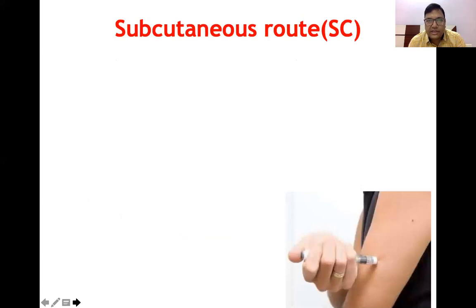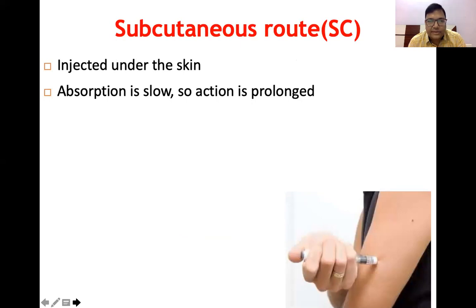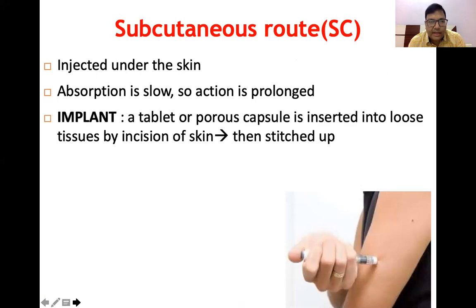The other parenteral route is the subcutaneous route. One of the very common hormones given by the subcutaneous route is insulin, and here the drug is injected under the skin, and absorption is slow, so the action can be of prolonged duration. We also have certain implants, where tablets or capsules are inserted into the tissues by incision of the skin, and they stay there. An example is certain hormonal drugs like Norplant, which we have for prevention of pregnancy, as a contraceptive.